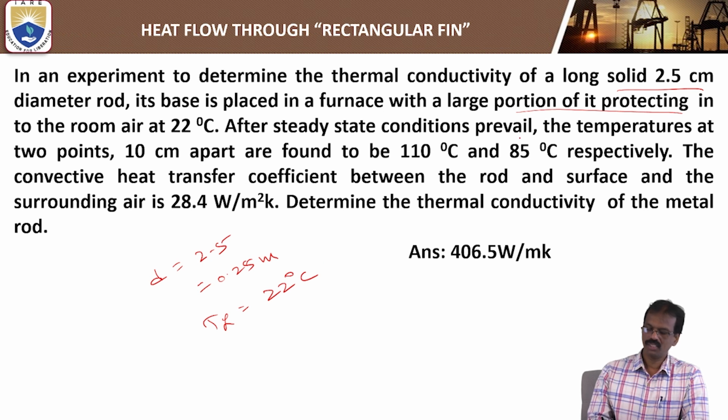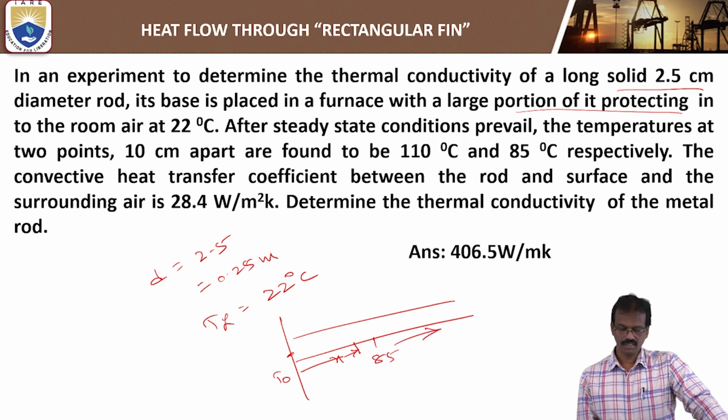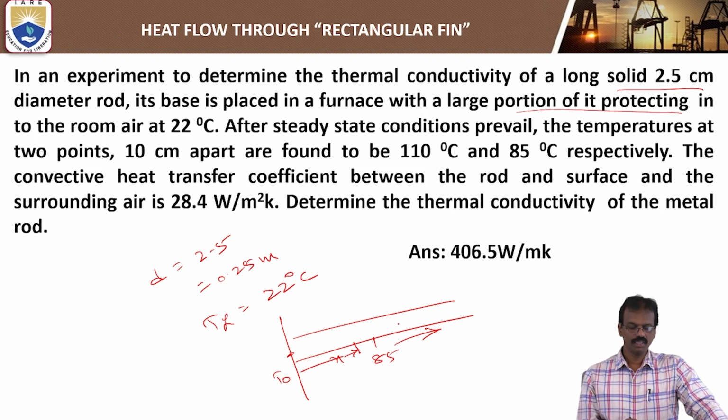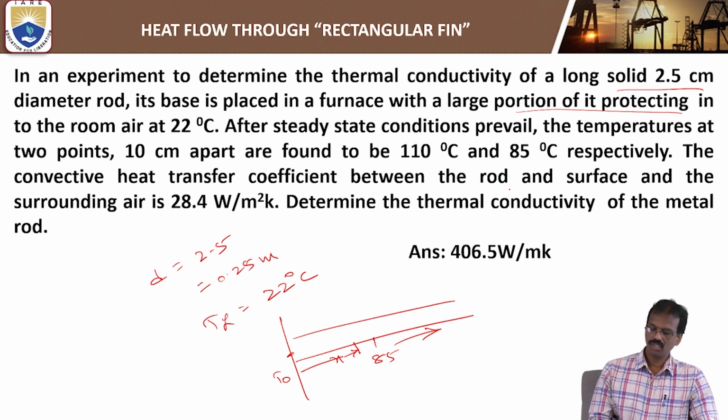Okay. After steady state conditions prevail, the temperatures at two points 10 centimeters apart are measured. So just like here, this is the solid surface. Here temperature is equal to T naught. At a distance of 10 centimeters, here the temperature is equal to 85 degrees. So two temperatures are given, and at a distance x, temperature is given. Okay. Next we have to find out the convection heat transfer coefficient, also given. Determine the thermal conductivity of the material. You have to find out the k value.